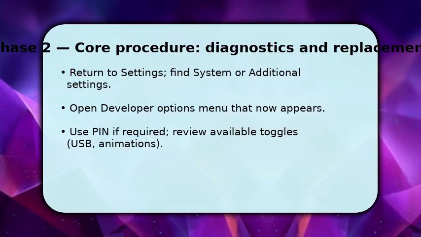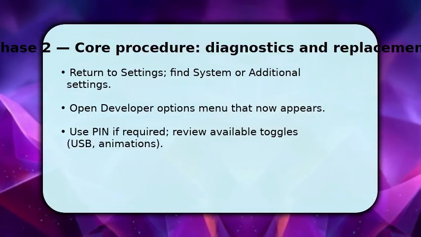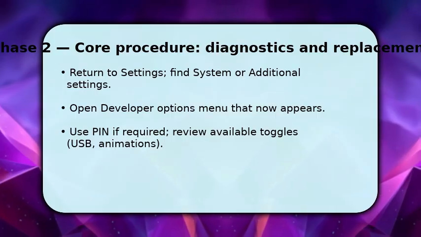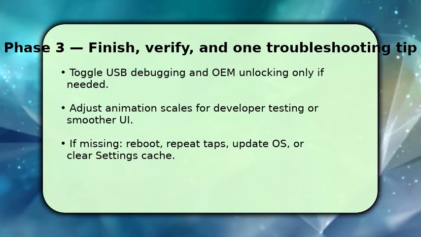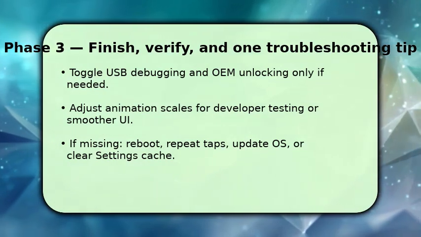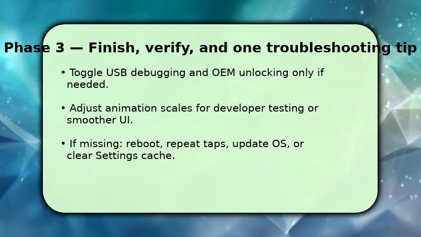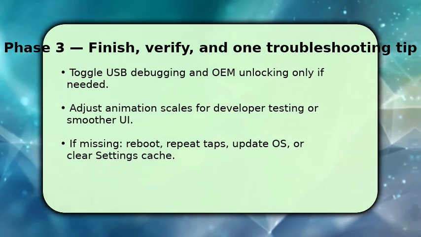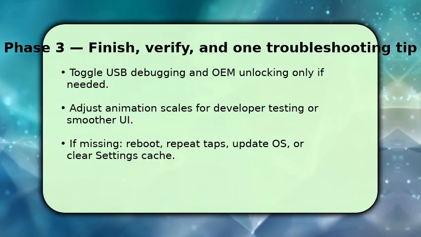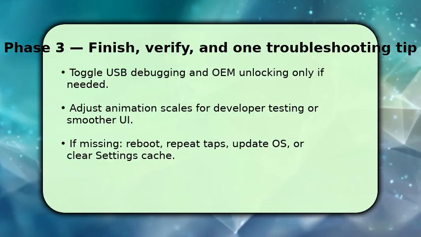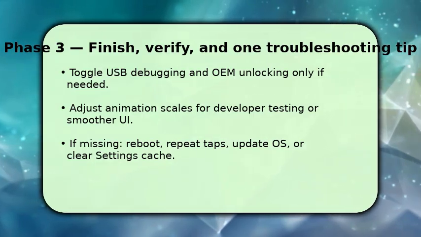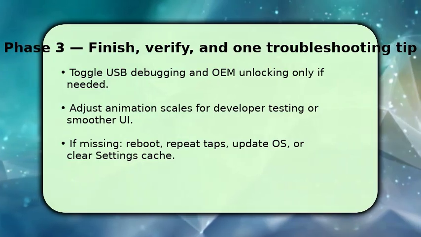You can enable or disable specific options. Finish by enabling the precise options you need. Turn on USB debugging for ADB access, and only enable OEM unlocking if you plan to unlock the bootloader. This carries risk. You can also set window, transition, and animator duration scales to 0, 5, or 1x for testing. Make sure to toggle features off when done to reduce risk.